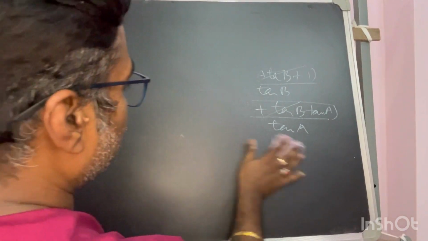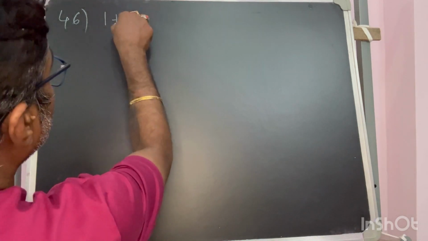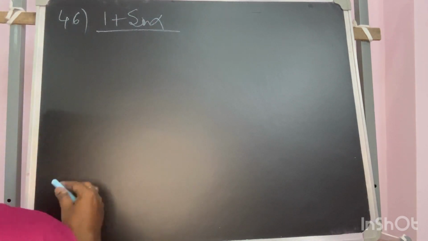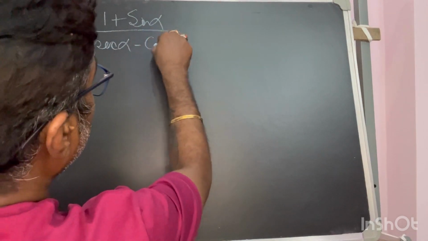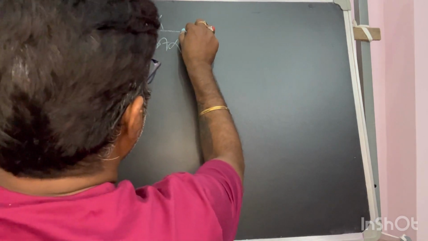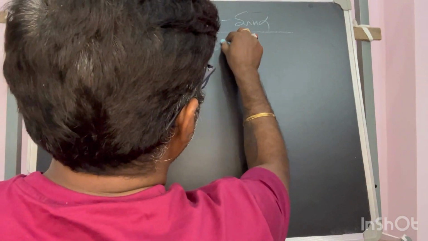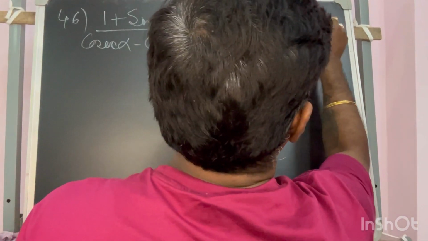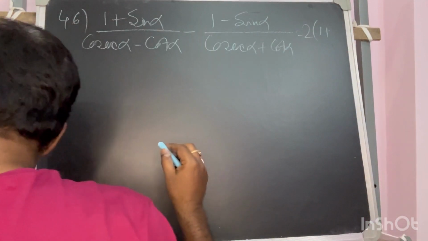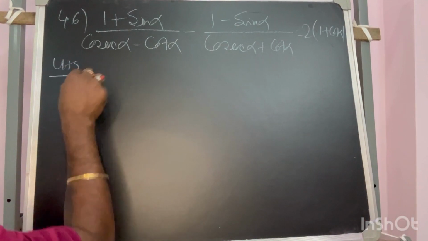Now I will move on to 46. 1 plus sin alpha divided by cosec alpha minus cot alpha, minus 1 minus sin alpha divided by cosec alpha plus cot alpha, that you have to prove as 1 plus cot alpha. Let me start from left hand side.